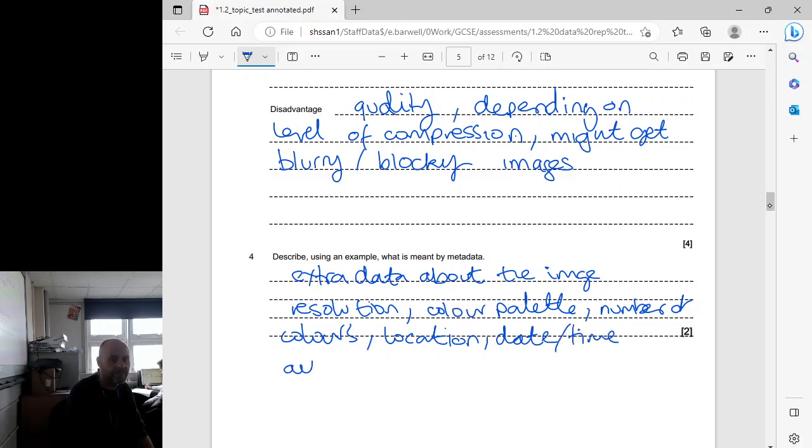Author. When you do Word documents and Google Docs, you get author information. It'll log who made the document originally, etc. We only need to put one of these. It only needed one, using an example. So whenever you're asked for an example, so it was a describe, they were the 2 keywords. Example and describe.